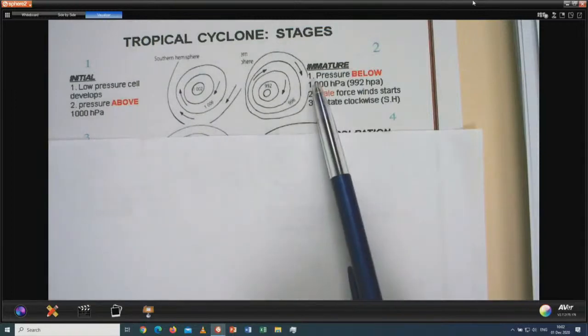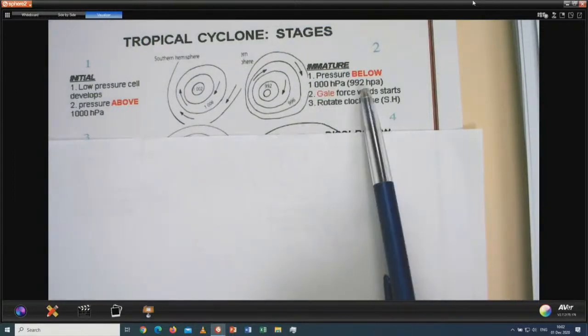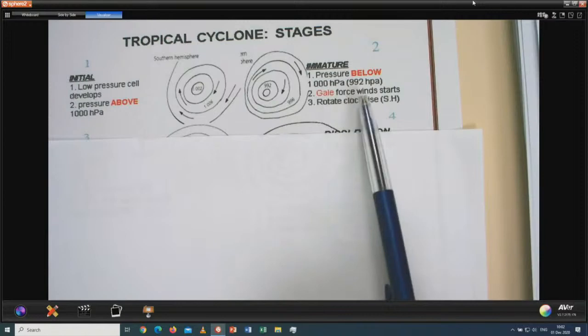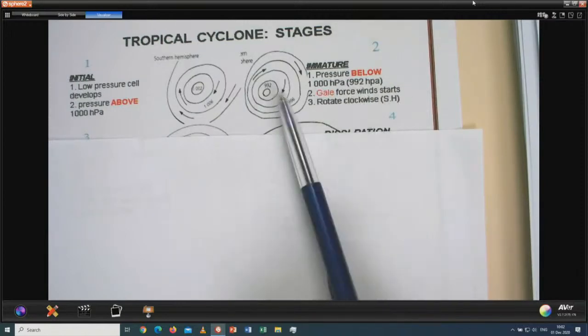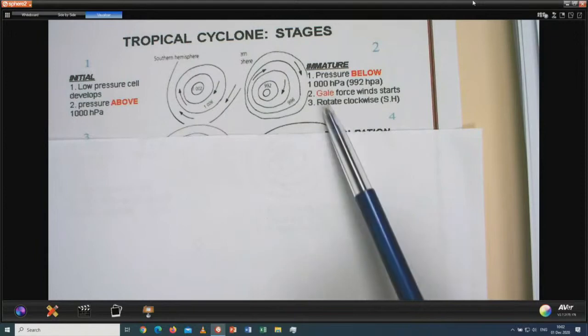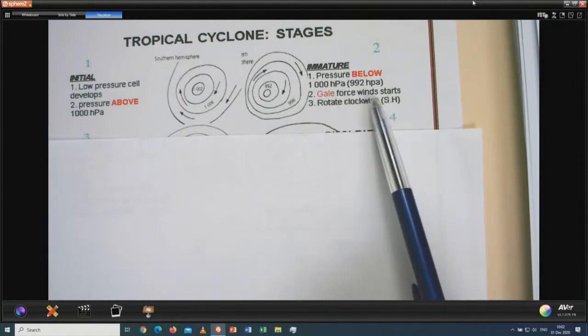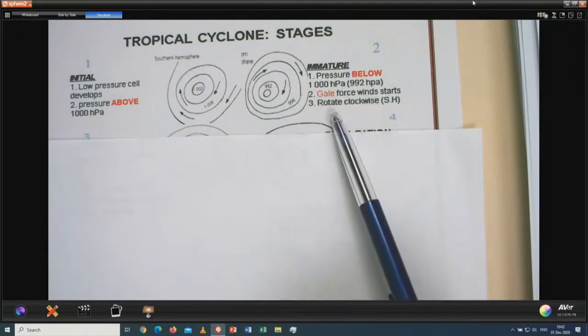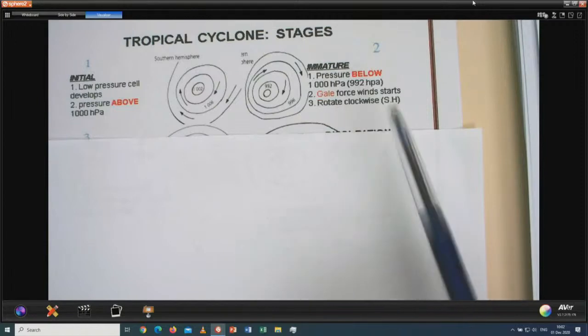In the immature stage, pressure is now well below 1000 hectopascal, and in this instance it is 992 hectopascal. Gale force winds can be expected here. The rotation is clockwise in the southern hemisphere.